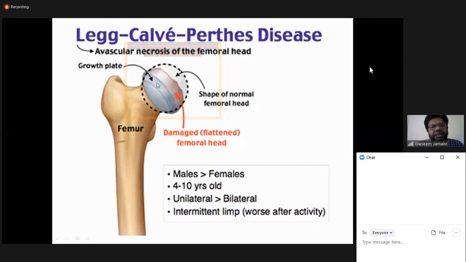Look at this. This is the growth plate. In case of decreased supply, the area above that, ideally it is in a concave shape. But if there is a decreased supply, there is irregular formation of the head. That is the damaged and flatter femoral head, and it is more common in the male as compared to the female. Usually, the age of this disease is between 4 to 10 years. Usually it is unilateral, but very rarely it may be bilateral, with intermittent limping, usually during activity.